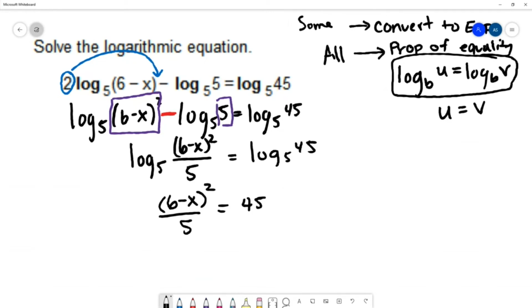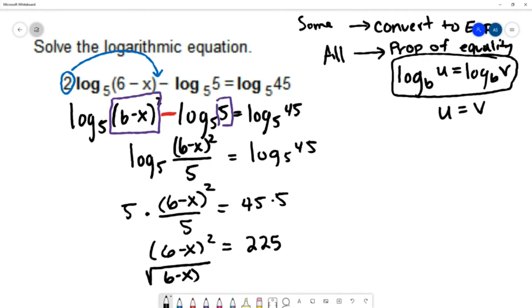Now I want to solve this equation. I can solve by multiplying by 5 on both sides. That's (6 minus x) squared equals, off the top of my head, I don't know what 45 times 5 is. That's 225. And I know that that's a perfect square. I'm going to take the square root on the left and the square root on the right.